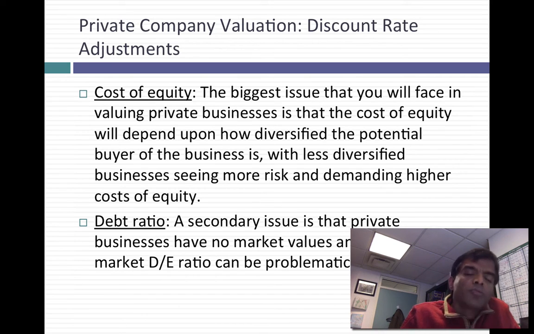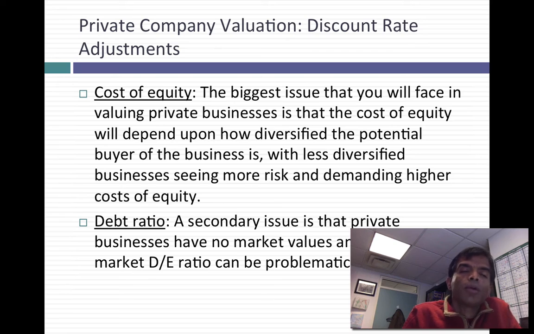Now, the process by which we estimate the cost of debt is actually the same for private and public companies. Basically, if you don't have a rating, you take the interest coverage ratio, you get a synthetic rating. You might add an additional 2 or 3% because you have a private business. The big differences are, though, in the cost of equity and the debt ratio.